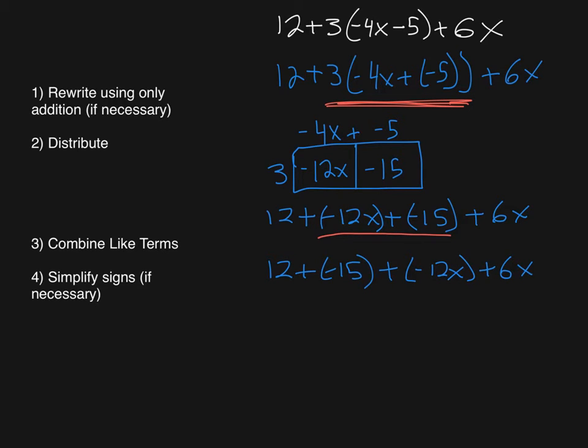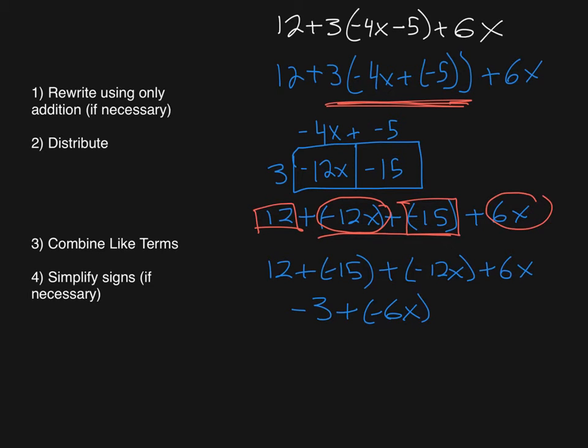Okay, right? We had our two constants. We put those together. And we have our two variable terms. I'll circle both of those to show that those are like terms. Okay, now we can add these together. 12 plus negative 15 is negative 3. Negative 12 plus 6 is negative 6, and we have the x there.